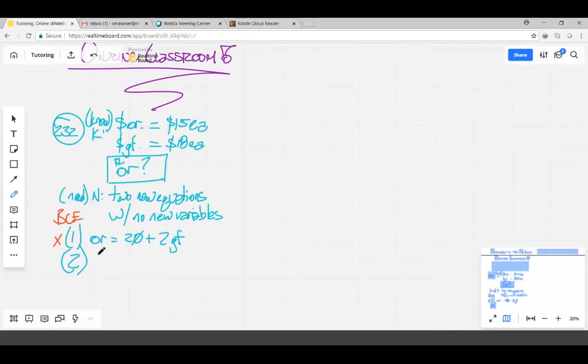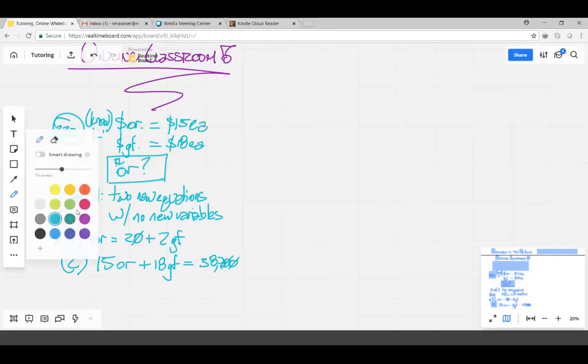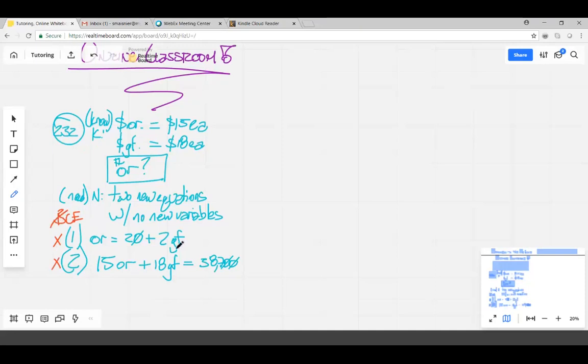So we're going to use those rates that we had earlier to say that 15 O, and we'll just go with O this time around, or we can keep it as OR, plus 18 times the number of grapefruits is going to equal 38,700. Now, by itself, that again only provides one equation of the two that we needed. So that is not sufficient. But then when we combine the two together and consider them equal at the same time, now we have exactly what it is we need.